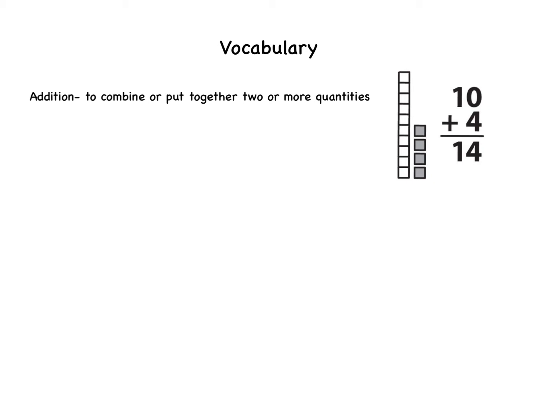When we're adding numbers that are written vertically, we're going to look at our ones place first. And we have 0 plus 4. And we know that anything plus 0 is that same value. So we're just going to write a 4 in our ones place. Since there's only one 10 in our tens place, we're going to bring that down and put it in front of the 4. So 10 plus 4 is 14 altogether.